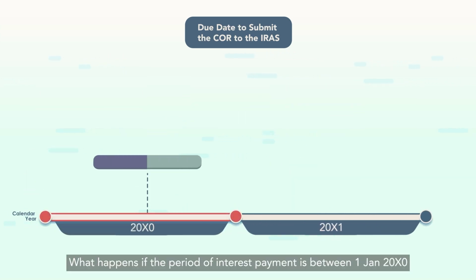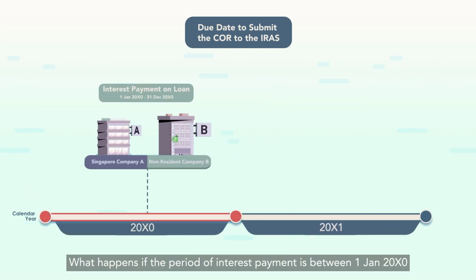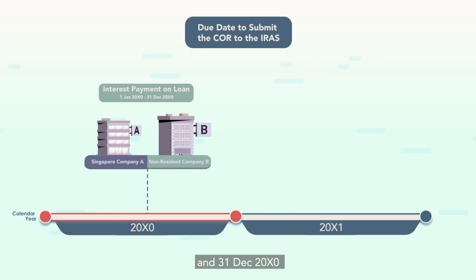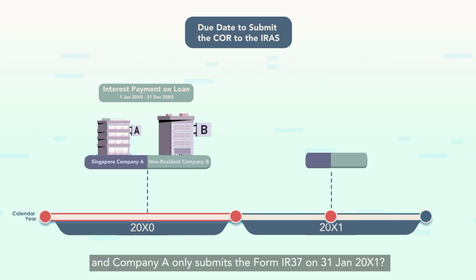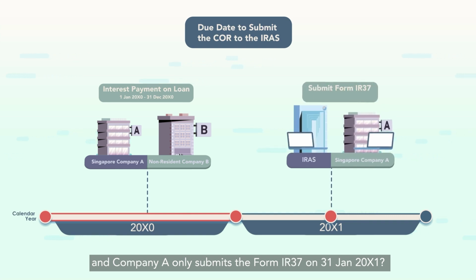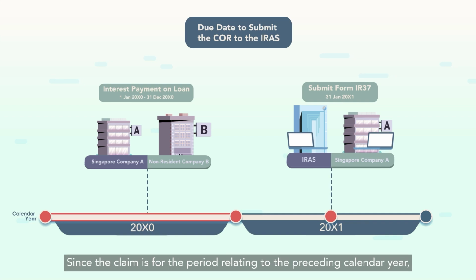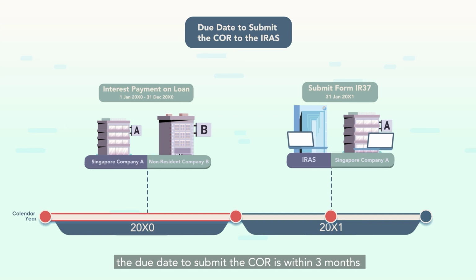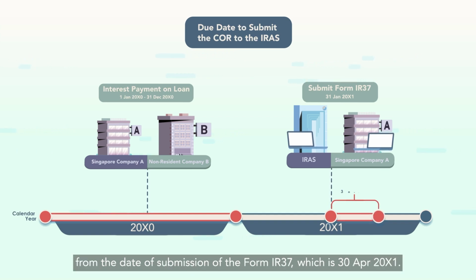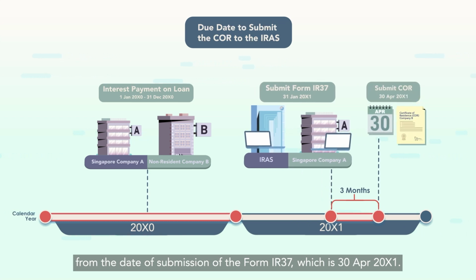What happens if the period of interest payment is between 1st January 20X0 and 31st December 20X0 and Company A only submits the Form IR37 on 30th January 20X1? Since the claim is for the period relating to the preceding calendar year, the due date to submit the COR is within 3 months from the date of submission of the Form IR37, which is 30th April 20X1.